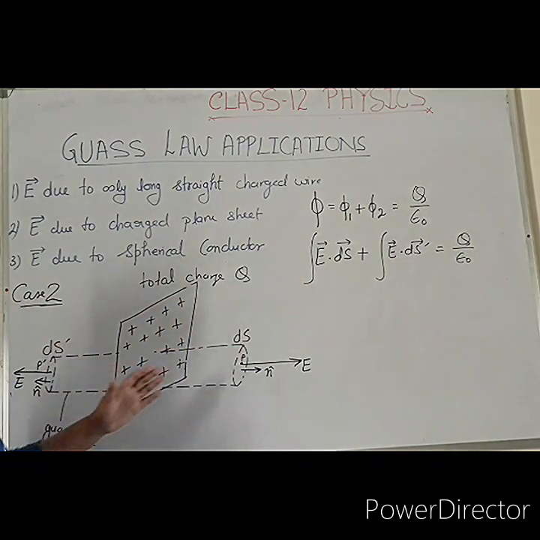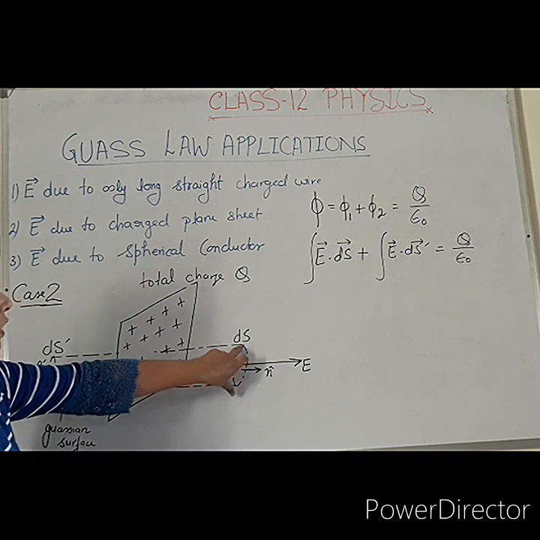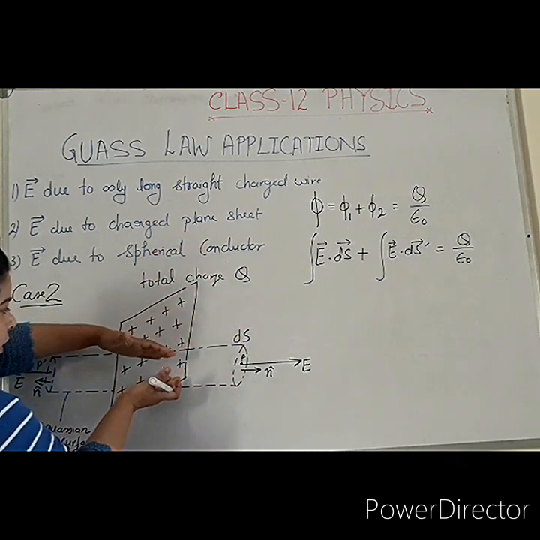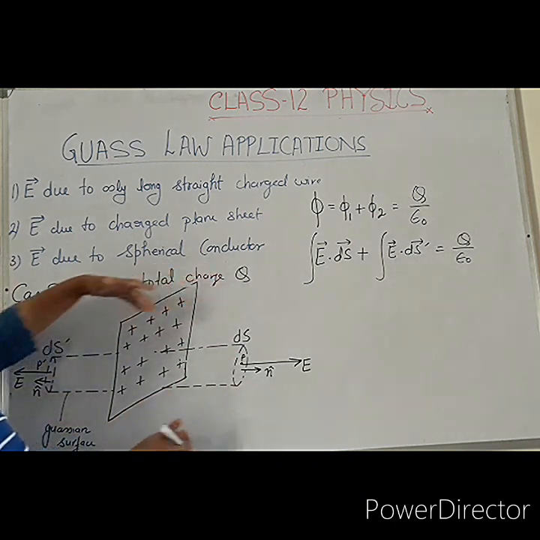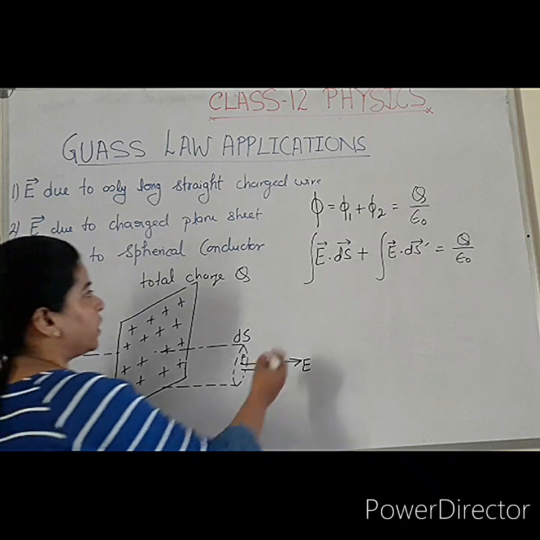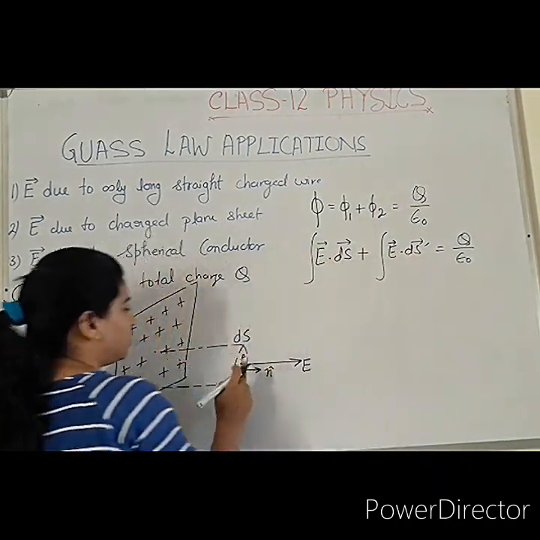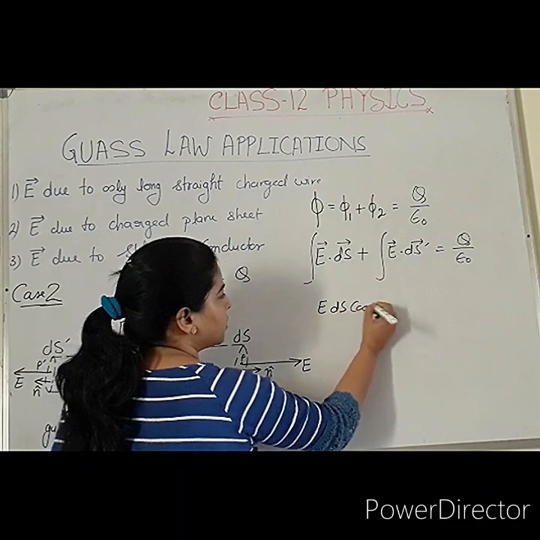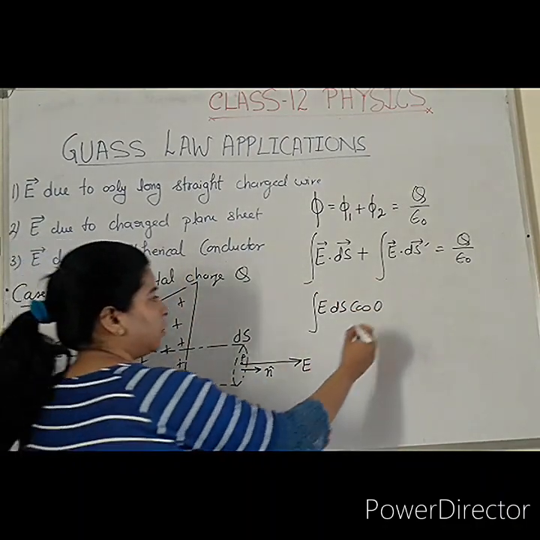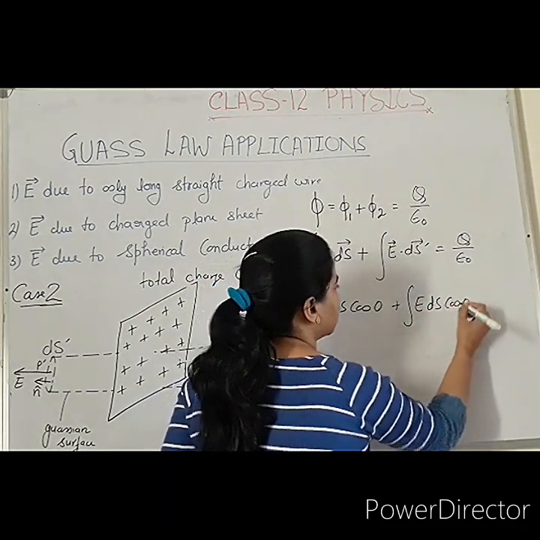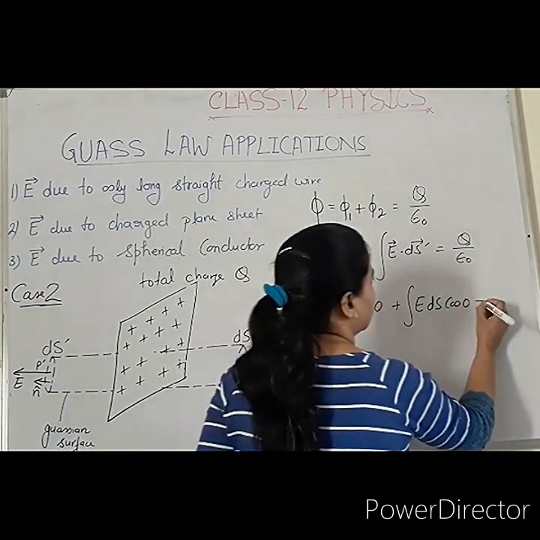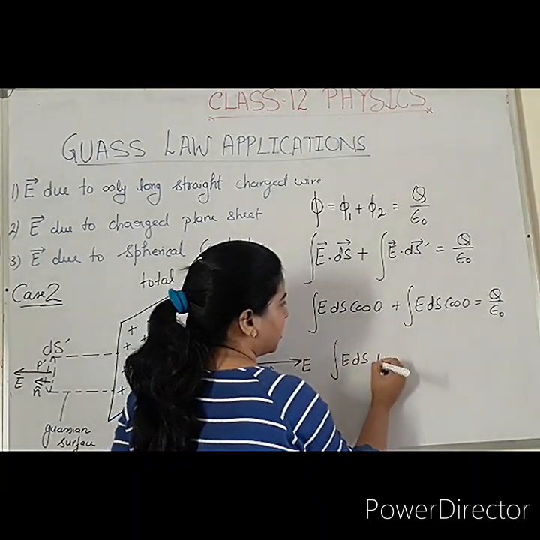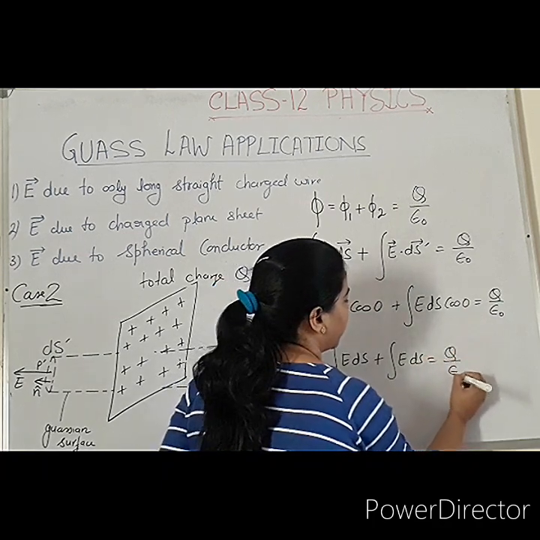Now if we consider this small area, we can take the integral over the full surface area S. This is a cylindrical structure, so its full surface area is S. Similarly, on the other side, its full surface area is S. First of all, we need to remove the dot product, so it will come as integral E ds cos 0, and here E and ds are both in the same direction, so cos 0 is 1. So integral E ds plus integral E ds is equal to Q by epsilon naught.